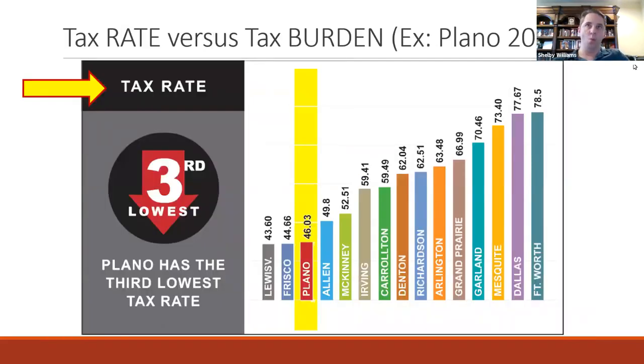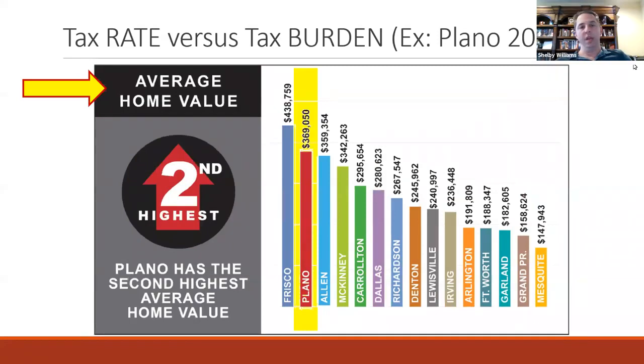So one of the biggest sources of confusion I've seen is conflation between the tax rate and the tax burden. So I'm going to show you how this works. This is a slide from the city of Plano for 2019. This shows the tax rates across several major North Texas cities. Plano at the time had the third lowest rate. Okay, seems pretty good, right?